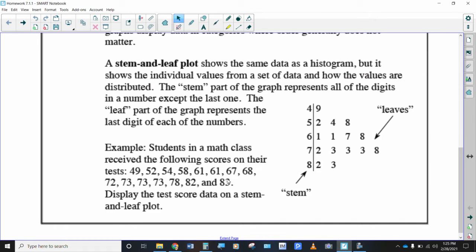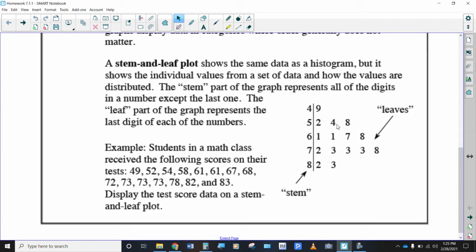So if you want to break them up into sections, it's like, okay, how many students scored in the 40 range? How many in the 50 range? How many in the 60? How many in the 70? How many in the 80? And you can just count these. It's like, okay, so you got your 52, your 54, your 58. Just a different way of setting this up.